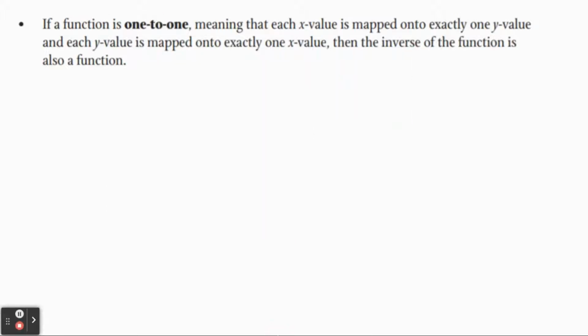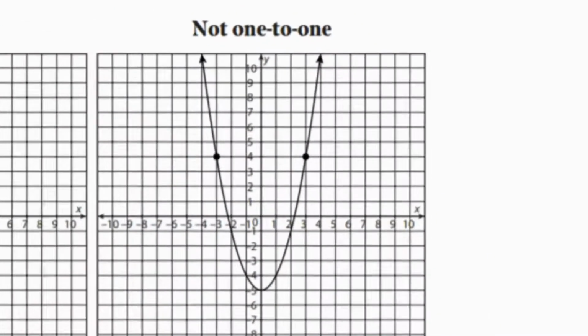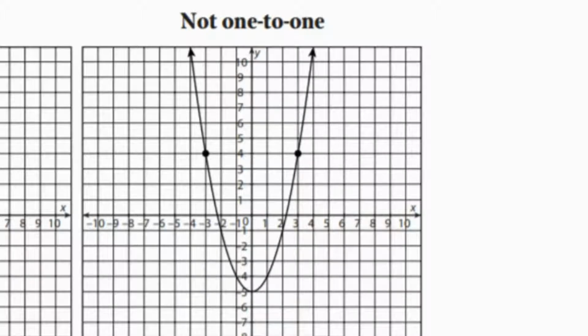If a function is one-to-one, it means that each x value is mapped onto one y value. Now, a linear function is always going to be one-to-one. For every x value, there's only one y value. But what is not one-to-one is a quadratic, because for two different x values, you're going to have one y value, which means in the inverse function, you're going to have one x value with two y values, which is not going to be a function.